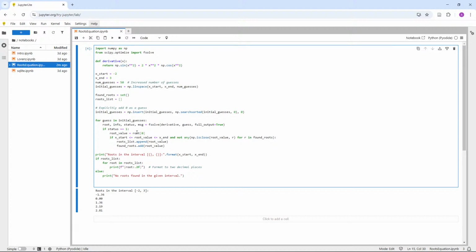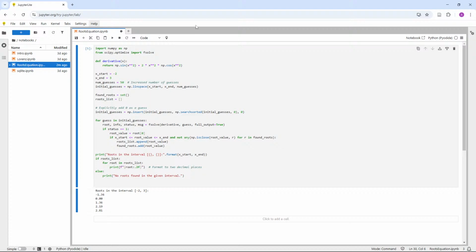You do a loop and go through all of them from start to end, and this is the number of guesses. So remember these trials and these intervals that I was checking one by one. Here I'm checking 50 of them. And when I find a root, I keep adding it to my list, then I print it at the end. And if you run this, I got these 4 roots.